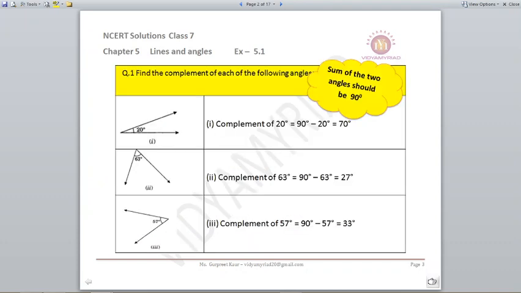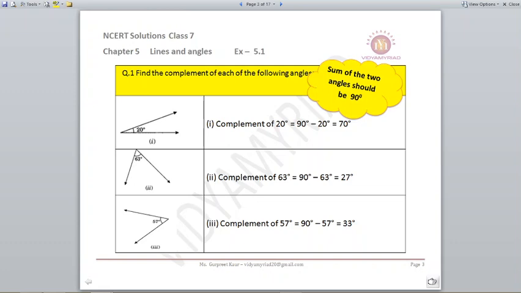So now children, we will begin with the exercise. We need to find out the complement of each angle. Just now we have discussed that in case of complementary angles, the sum should be equal to 90 degrees. Now over here we are already given one angle. In the first case, one angle is given as 20 degrees. I need the total of 90. So 90 minus 20 will be 70 degrees. The complement of 20 is 70 degrees.